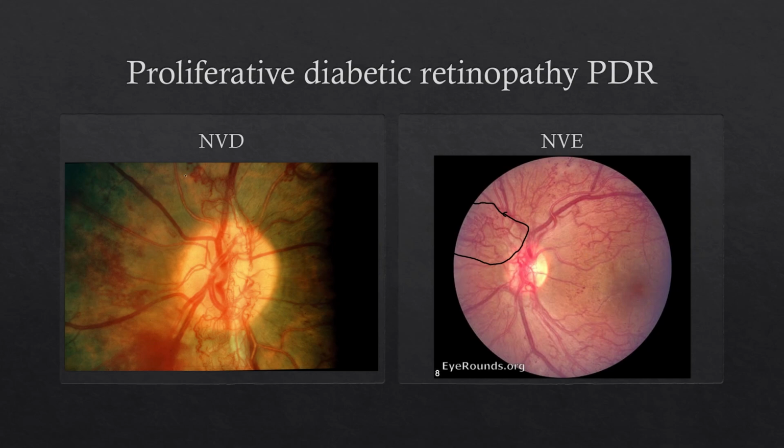Okay, and we have new vascularization at the iris. Now, this new vascularization at the iris could lead to glaucoma, and we'll talk about it in a second, also known as the neovascular glaucoma. Okay.